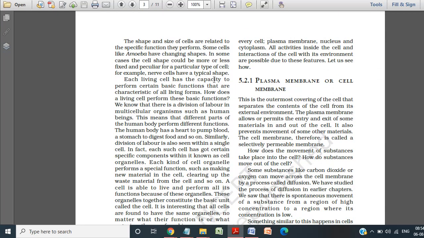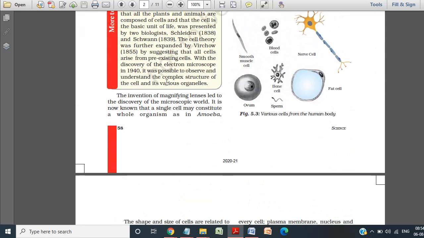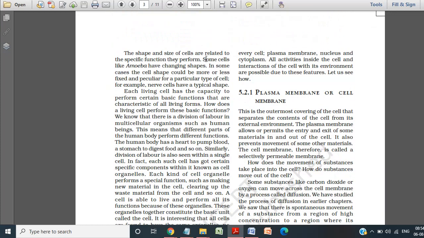Each living cell has a capacity to perform certain basic functions that are characteristics of all living forms. So all the living cells in an organism have certain basic functions. I told you, a nerve cell has a different function to perform, blood cells have different functions to perform. And how does a living cell perform these basic functions?